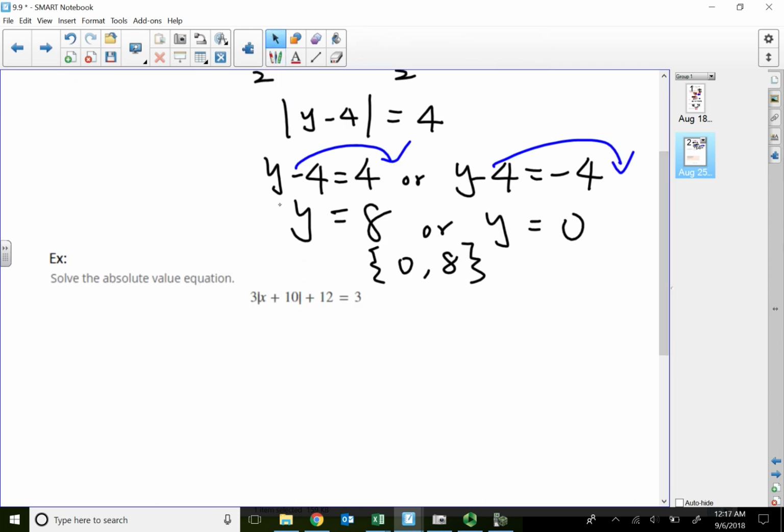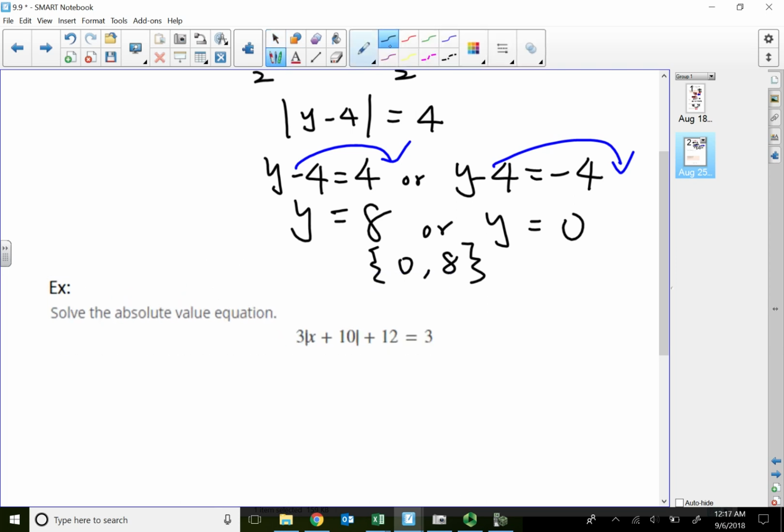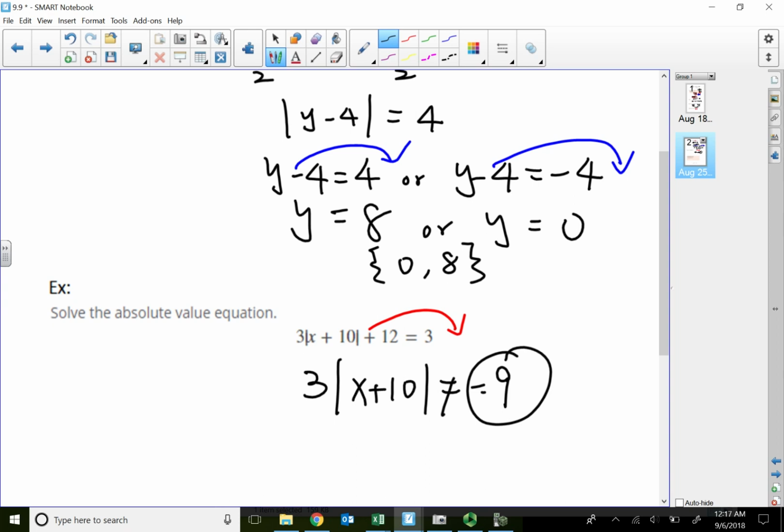All right, let's take a look at this example. So I have to isolate the absolute value term first. So this extra term on the left side needs to be moved first. That's 3 times absolute value of x plus 10 equal to positive 2 comes over, becomes negative 3. Minus 12 is negative 9, and we can stop right here, because whatever is in the absolute value cannot equal a negative. So this is no solution. It can never equal a negative, okay?